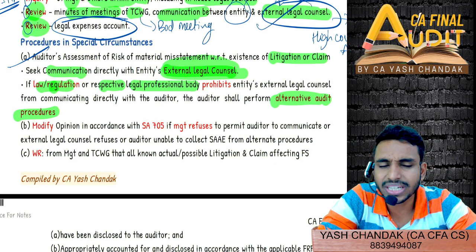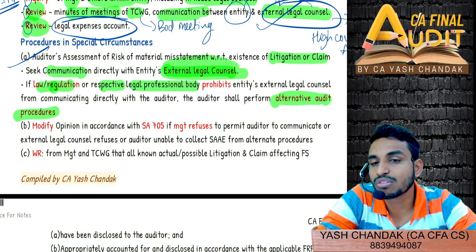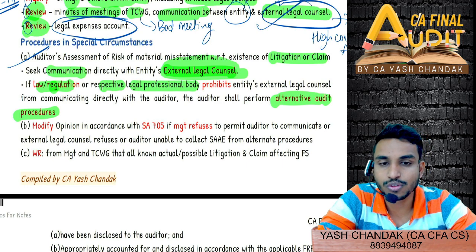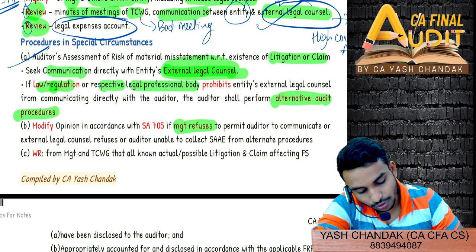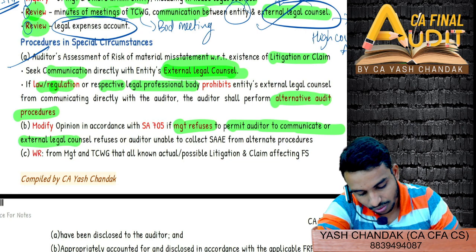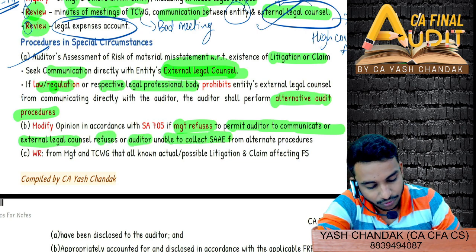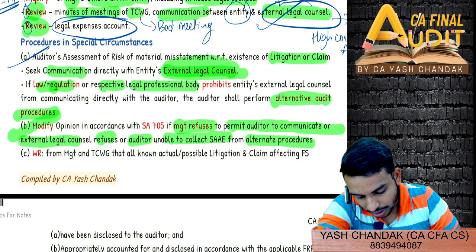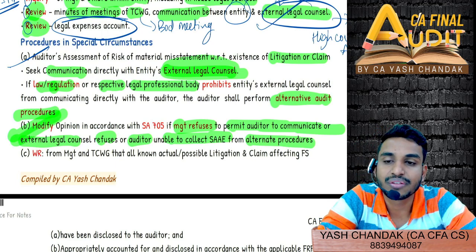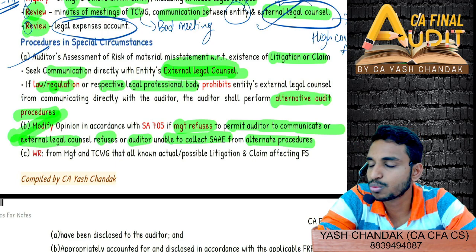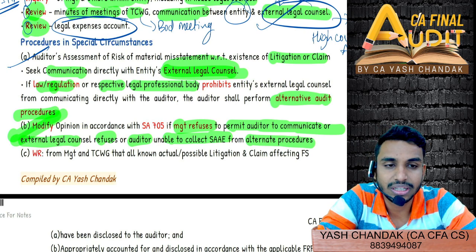However, the entity is saying, don't worry, whatever we are saying will actually happen, so no need of provisioning, nothing required. And in that case, what if management refuses to permit the auditor to communicate, or external legal counsel refuses, or the auditor is unable to collect sufficient appropriate audit evidence from alternative procedure? Then you can do what? Modify. And lastly, written representation. Written representation you can obtain from the management and TCWG, wherever you can get the written representation. So I hope it's very much clear.